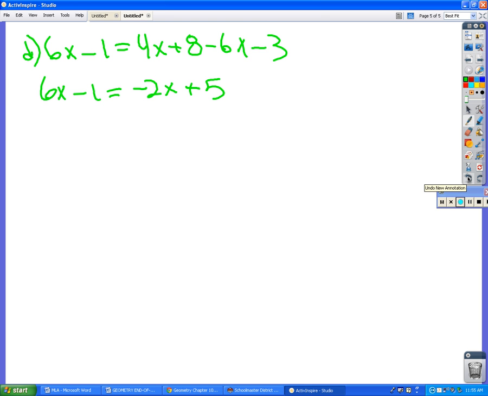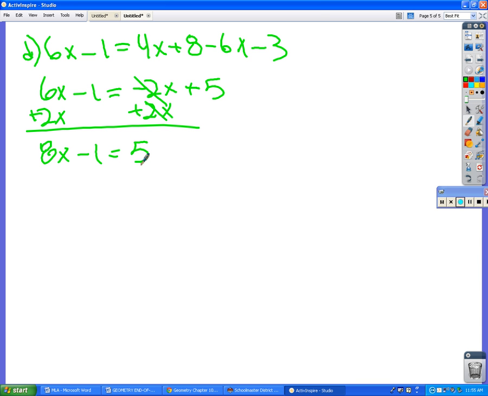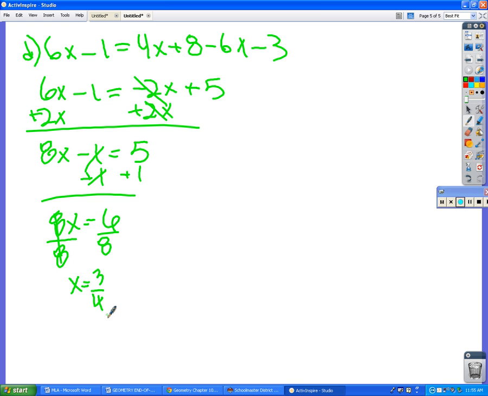Let's add 2x, okay? So 8x minus 1 equals, cancel, 5. Add 1. The 1's cancel, so 8x equals 6. Take it on home. Divide by 8. So x equals 3/4. So how many solutions are there? One. Just one. x equals 3/4.